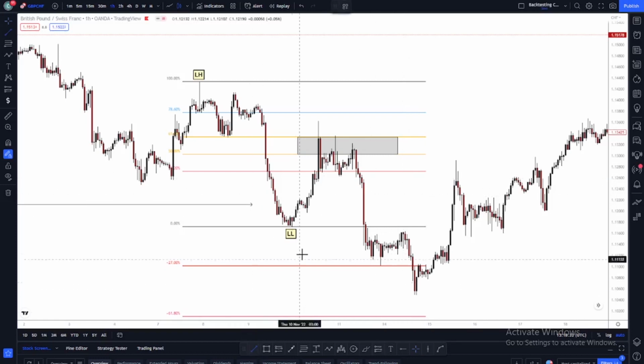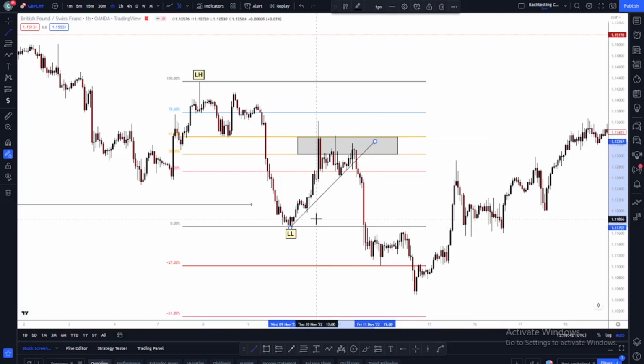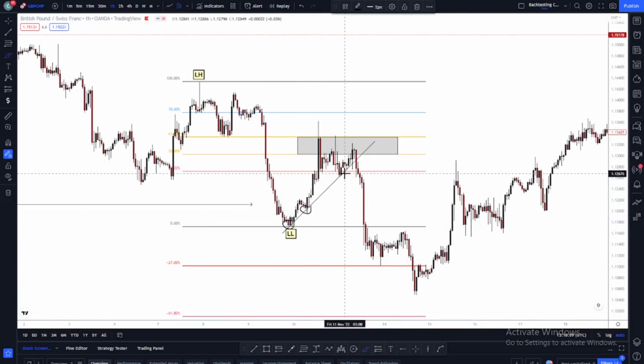I drew my trend line from this point across that point. How many touches do we get on the trend line? We had 3 touches: our first touch here, our second touch, our third touch. And what happened next? Price broke the trend line. That was my confirmation. And what candlestick did price break the trend line with? A bearish candlestick.